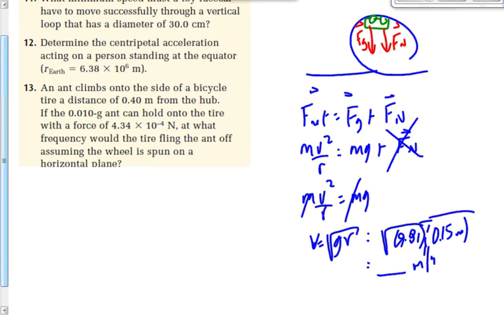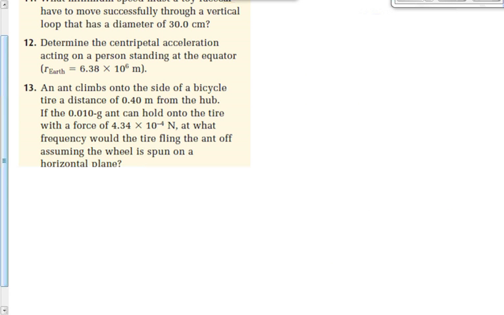Oh, 12. Yes, that's a good question. Somebody asked me about that before class. That's a great question. How many people got that question? Just a couple, hey? That's a hard question. At least it seems it when you're trying to do it on your own. The centripetal acceleration acting on a person standing at the equator.